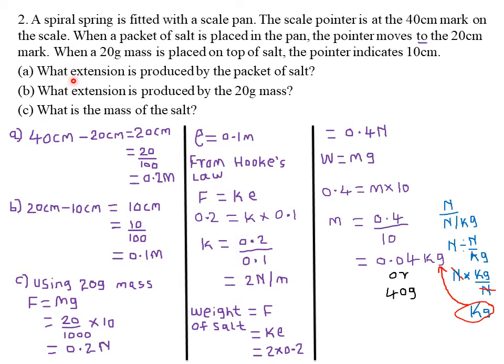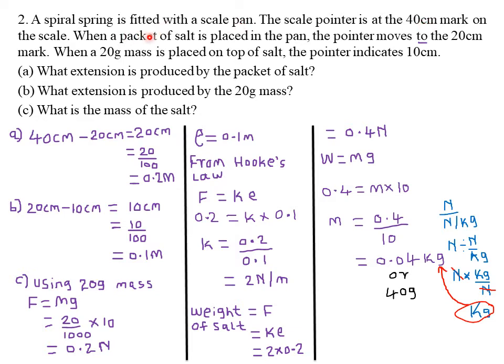So part A, we are required to find the extension produced by the packet of salt. So we are told that the spiral spring was fitted with a scale pan, which means the scale pan pointer is at the 40 centimeter mark. So when the spring is fitted with a scale pan, the scale pan causes the pointer to move to the 40 centimeter mark. So this is the initial reading of the scale.